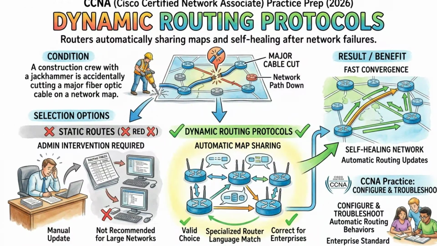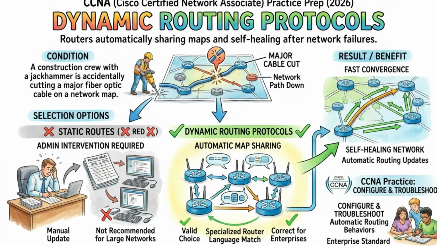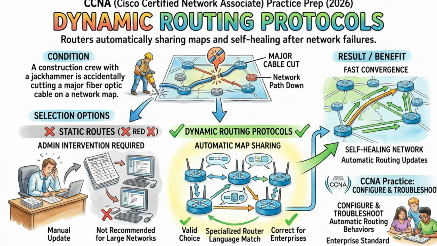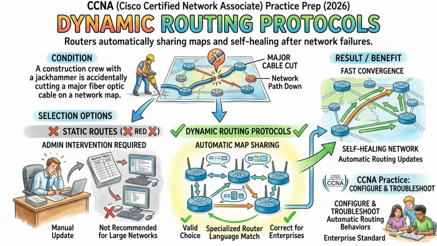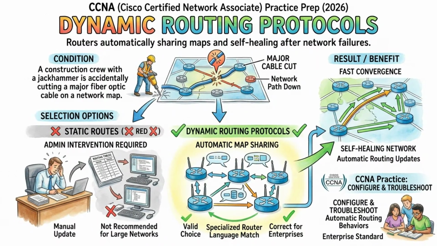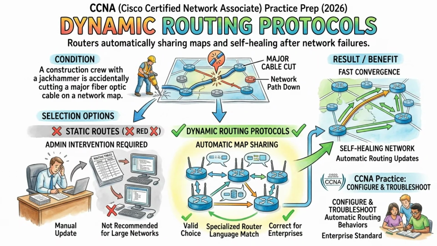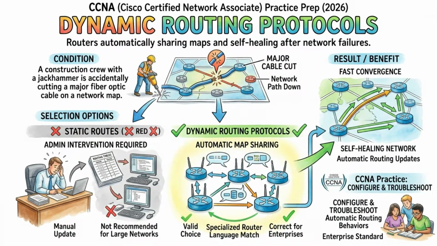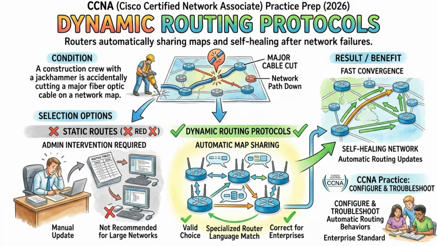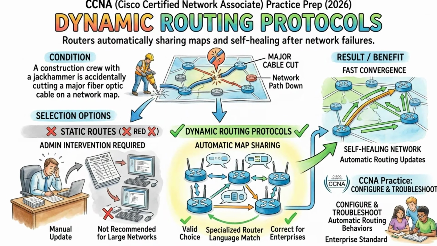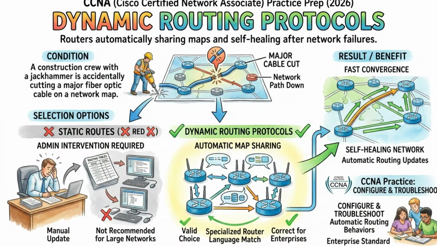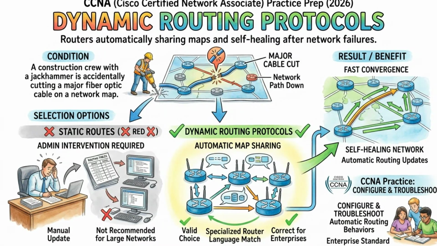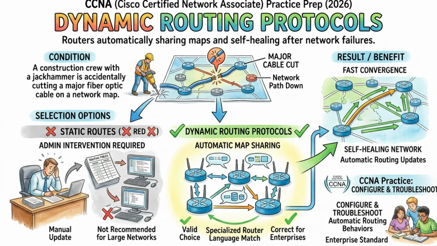While static routes are great for small setups, enterprise environments require networks that can heal themselves, which is where dynamic routing protocols come in. Dynamic routing involves routers speaking a specialized language to automatically share their network maps with other neighboring routers. If a construction crew accidentally cuts a major fiber optic cable, dynamic routing protocols instantly detect the failure, calculate a brand new path, and automatically update the routing tables. This incredible ability to automatically adapt to network changes makes dynamic routing the absolute standard for large organizations. The Cisco blueprint focuses heavily on your ability to configure and troubleshoot these automatic routing behaviors.